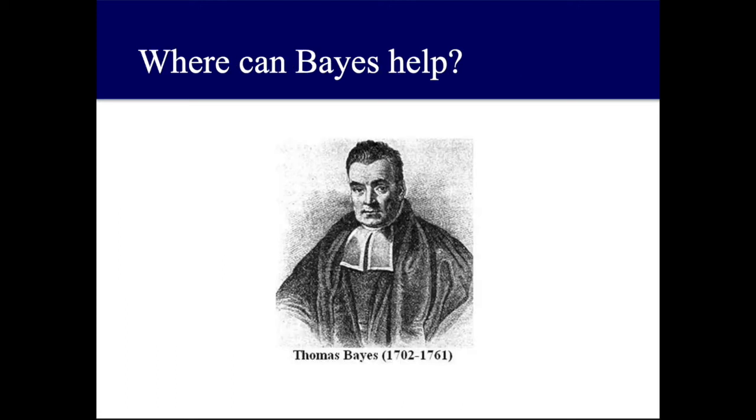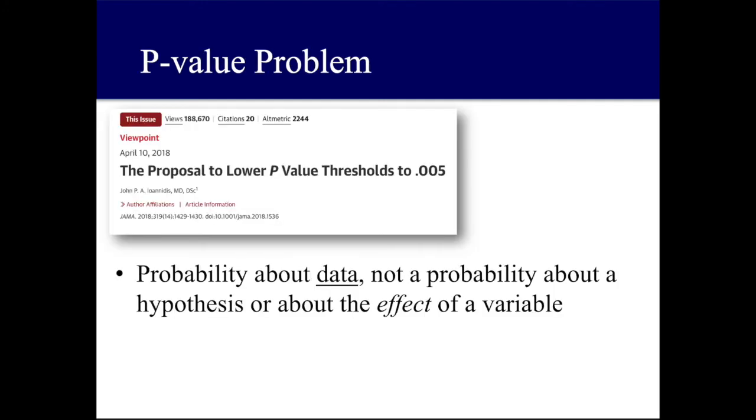Where else can you use Bayes, and where might it help in clinical practice? I alluded to this earlier, the concept of the p-value. There's been considerable debate about what threshold is appropriate, or if a threshold is even important, with a viewpoint published a few years ago proposing to lower the threshold to 0.05. But the important thing to recognize is that a p-value is a probability about the data arising, not a probability about the hypothesis or about the effect that we care about.